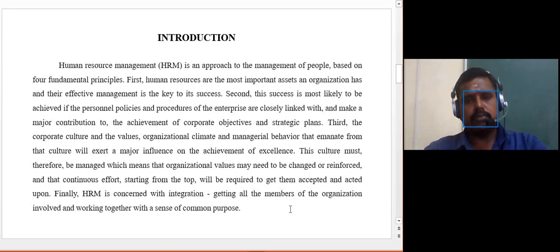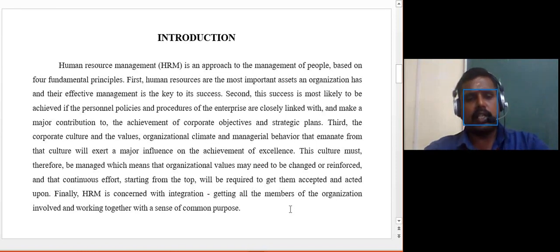Again, in Unit 2, assume that you are a good HR manager in a very big concern. What are all the functions we have to perform? What are all the functional areas of management activities in order to bring effective management concepts and key sectors and success rate? The personnel policies and procedures of an enterprise are closely linked to making a major contribution to the achievement of the corporate objectives and the strategic plans.